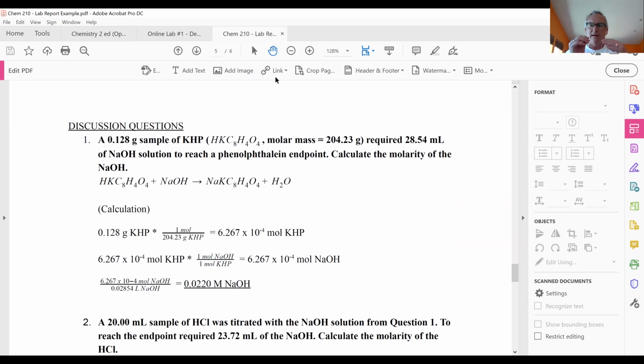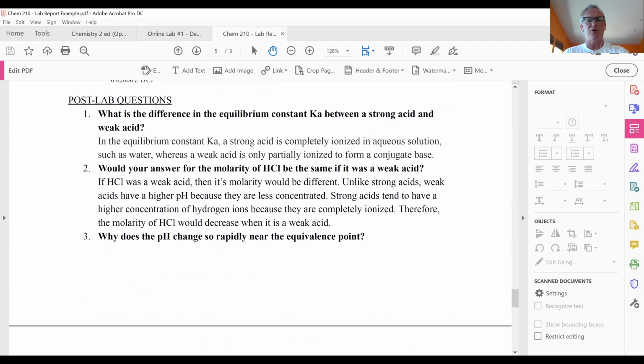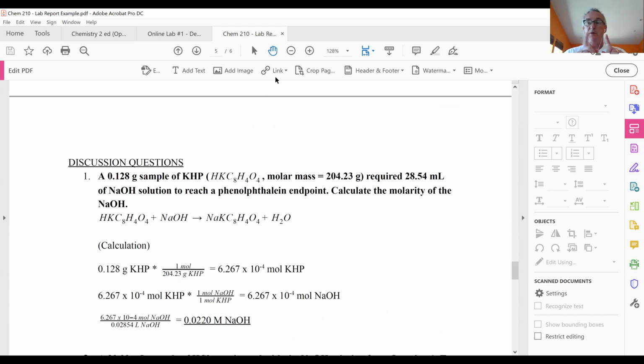Your discussion should have what you learned. This person actually didn't even have the conclusion, so this should be something, or else you had them at the end. There are going to be some post-lab questions. There might be some pre-lab questions and some post-lab questions. Those should be included in the report.